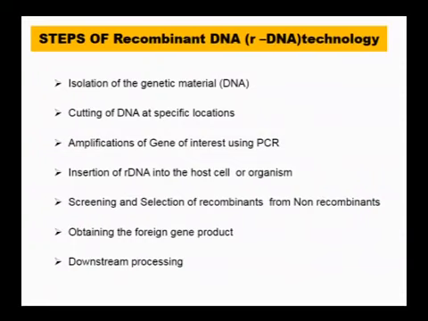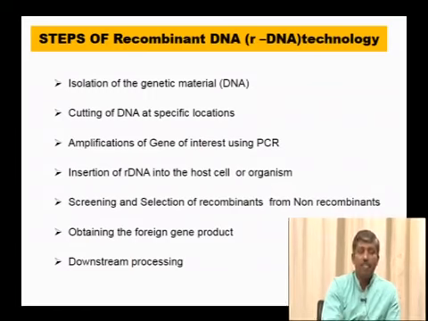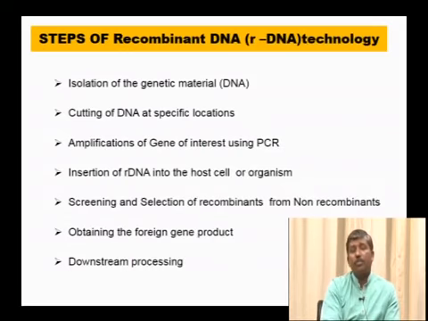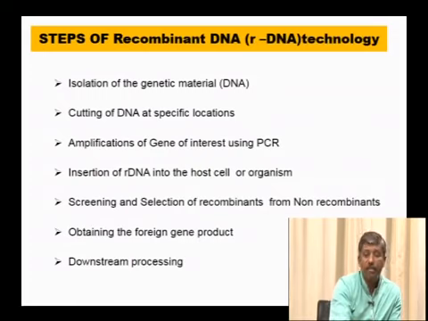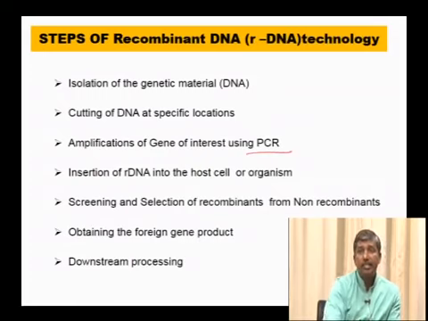Again, steps of recombinant DNA technology. First, isolation of the genetic material. We need to isolate the DNA from the organism of choice. Then cutting these DNA at specific locations to isolate our gene of interest. Then amplification of the gene of interest using polymerase chain reaction. Once we isolate the gene, if we incorporate it directly into the host or through vectors and sometimes any troubleshooting occurs, we need to follow the first two steps again. Hence we increase the copies of this desired gene through polymerase chain reaction.